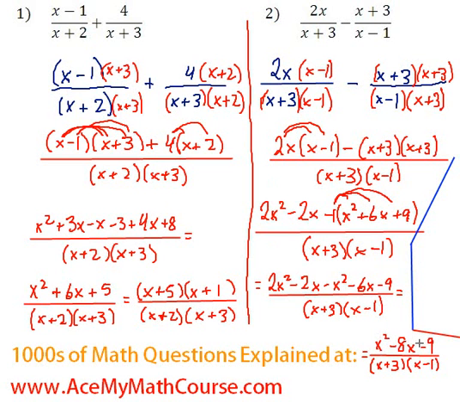Okay, so here we have x squared minus 8x minus 9 all over this. So x squared minus 8x minus 9 factors into x minus 9 times x plus 1, because negative 9 plus 1 is negative 8, and negative 9 times 1 is negative 9. And of course, still all over x plus 3 times x minus 1.